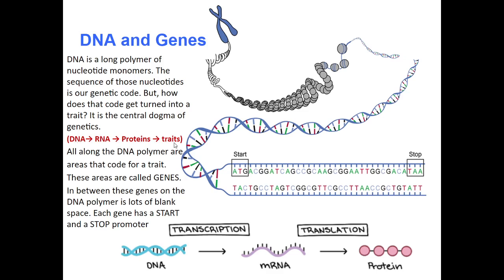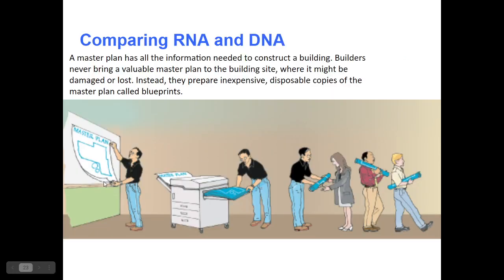Now, what it really means is that your traits ultimately come from information found on the DNA, but there is a pretty complex process in between the two, and we're going to be talking about that. Let's talk a little bit about what's going on here and why. Why don't we just go straight from the DNA to the protein?